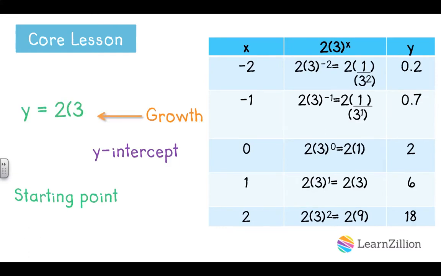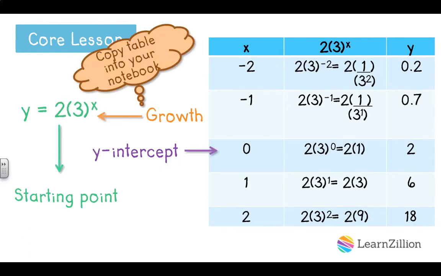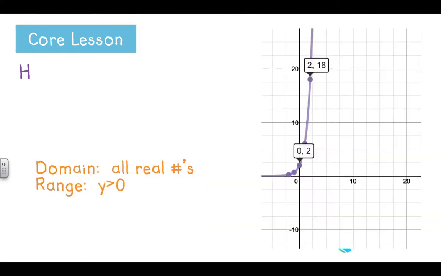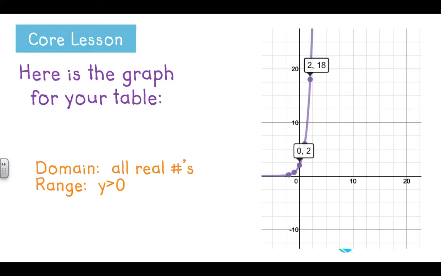Now notice that the only thing that's been changed in this one is that the starting point now is at 2 instead of at 1. So when you look at your y-intercept, you're going to intercept your graph at 2 on the y-axis. So this is another one to copy into your notebook. And this is growth again because that b is 3, which is greater than 1. Here is the graph that goes with that, and you can see that this one has a much steeper incline.